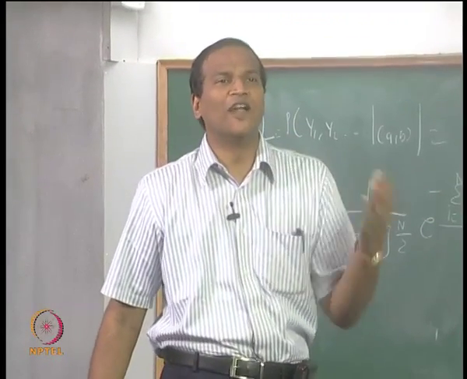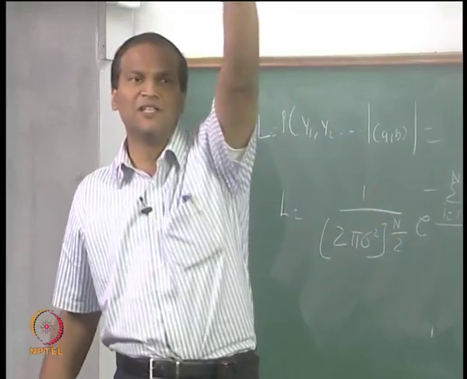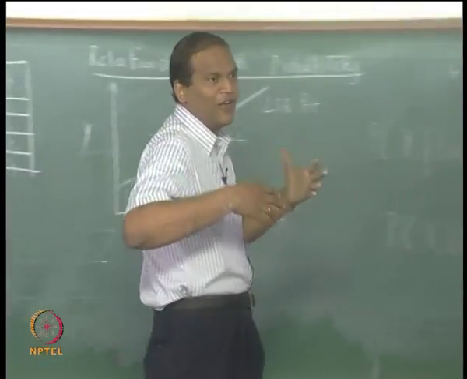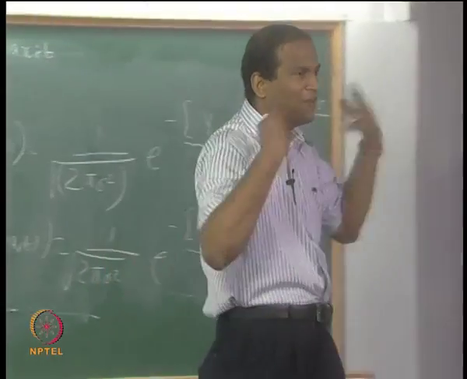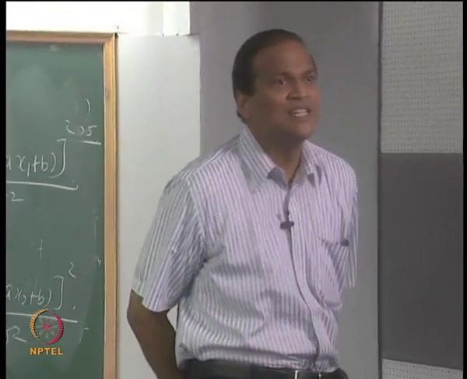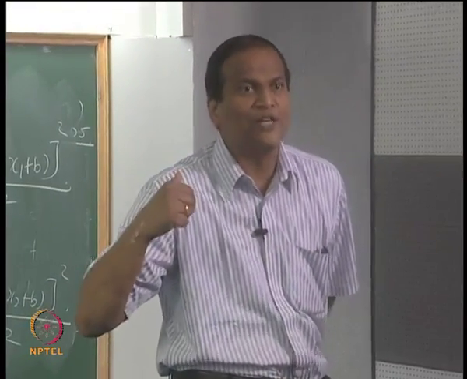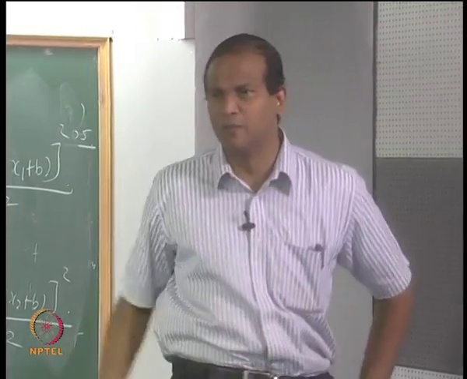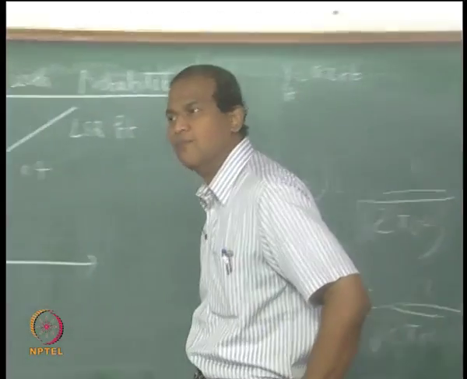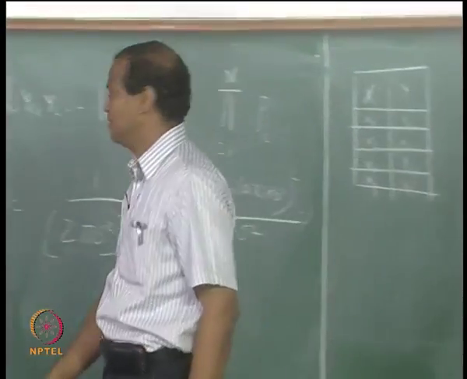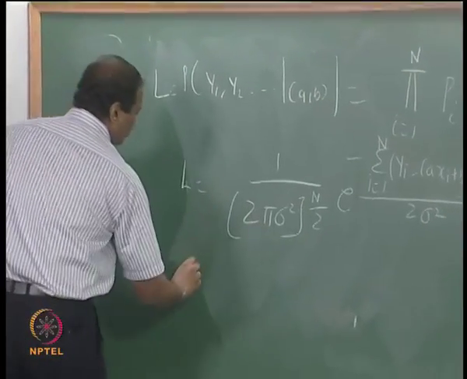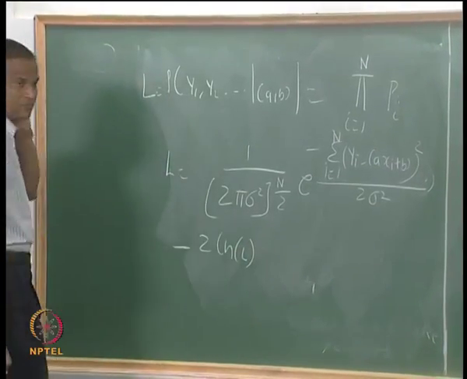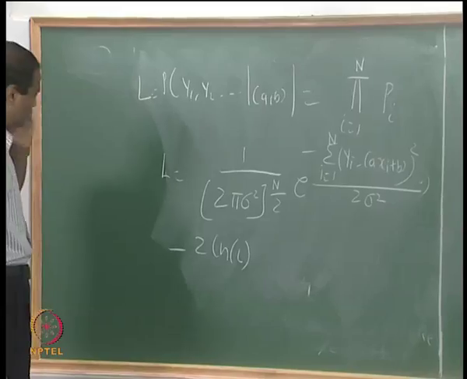Now you turn around and find the best values of A and B which will maximize P. You want to find those values of A and B which will give the maximum probability. In statistics, if you solve this equation for the maximum value of P, you are essentially doing what is called maximum likelihood estimation. So you can actually do minus 2 ln L or minus ln L.